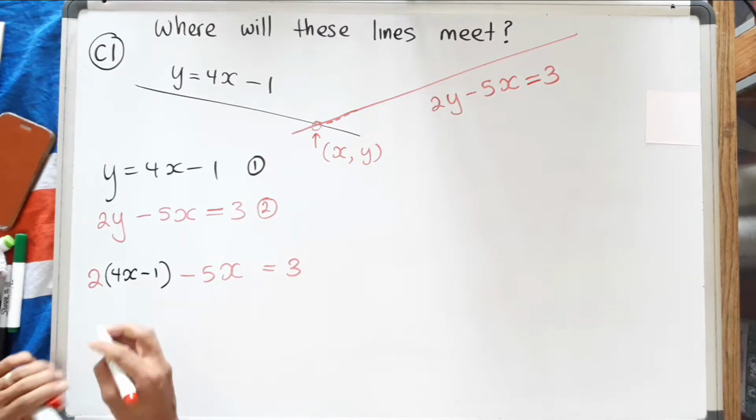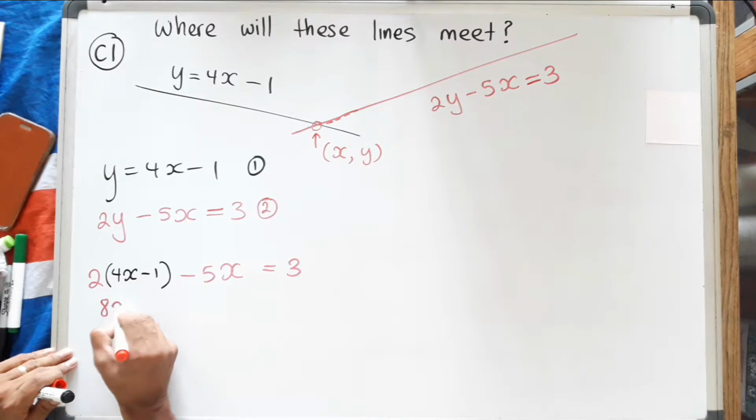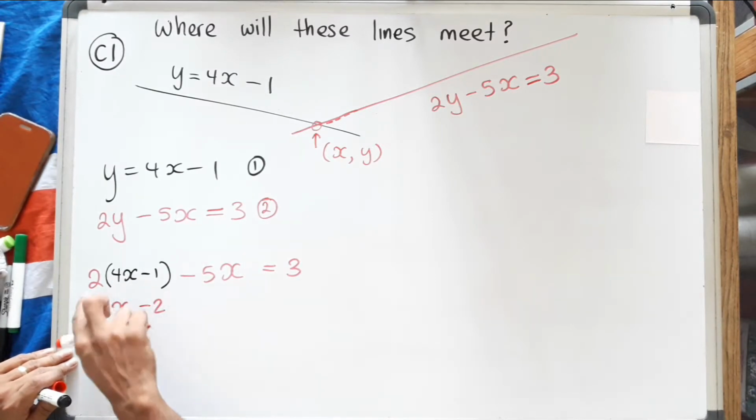So let's go. Let's multiply this out. 2 by 4x is 8x. 2 by minus 2 is minus 2. I multiply both of them by 2.